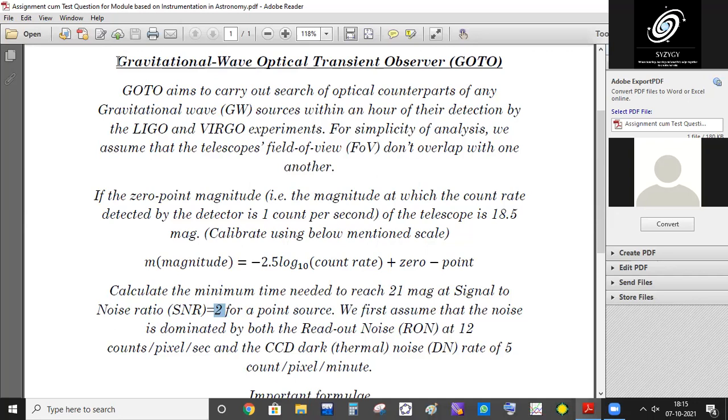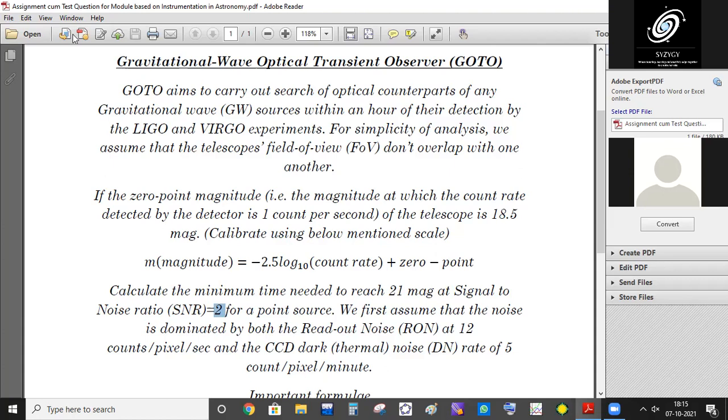The tutorial problem's heading is Gravitational Wave Optical Transient Observer, that is the GOTO Observatory. It's based on that. So this is the question that we'll take today to solve. Fine.